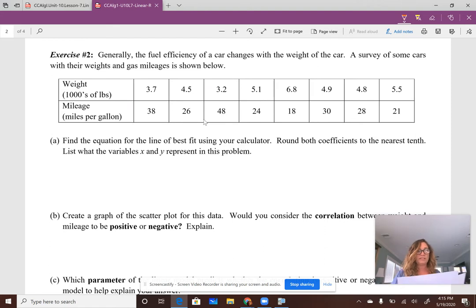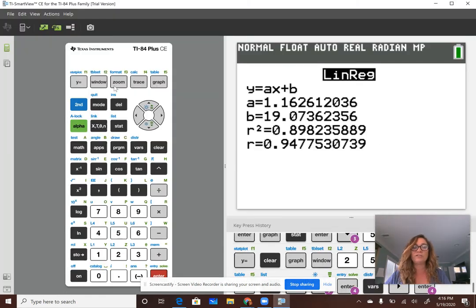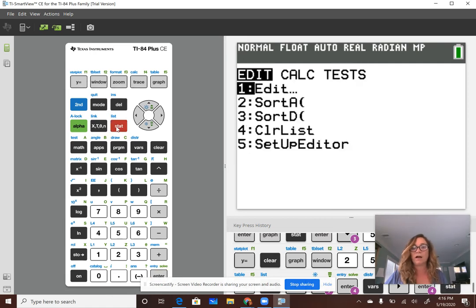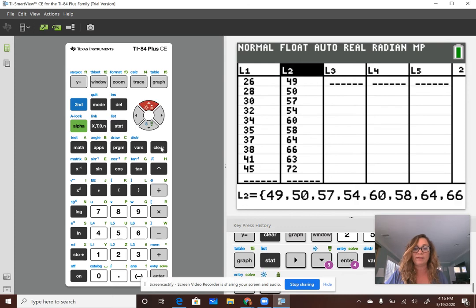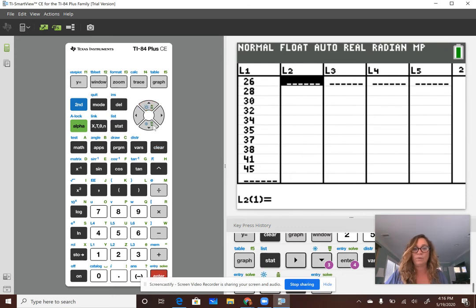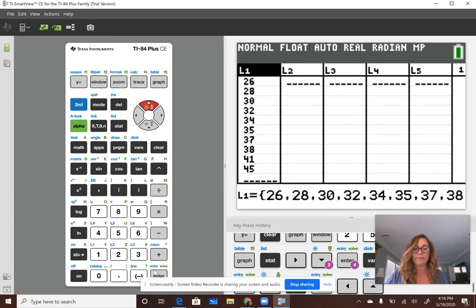So for the next question, generally fuel efficiency of a car changes with the weight of a car. So just think about that. What do you think? The more a car weighs, do you think that it's more fuel efficient or less fuel efficient? Do you think these things are even related? Okay, just think about that for a second. I know you guys don't drive cars, but you've been in a car and you have a lot of common sense. You're all extremely bright people and you have your own thoughts, so think about it.